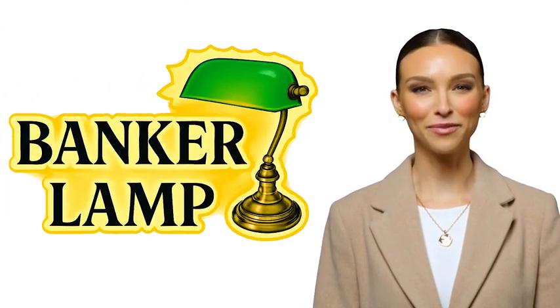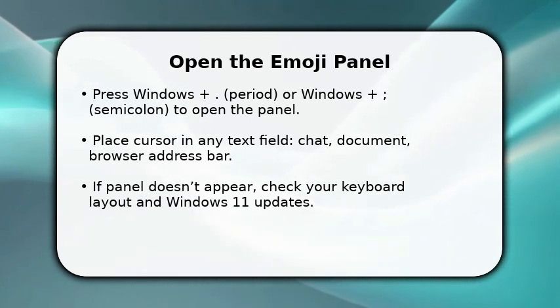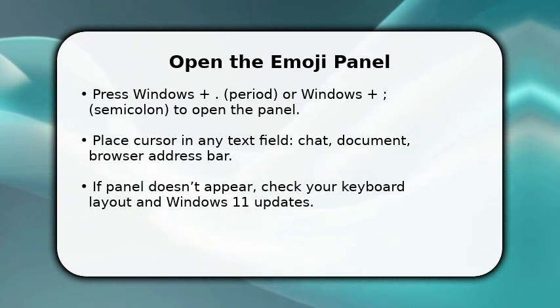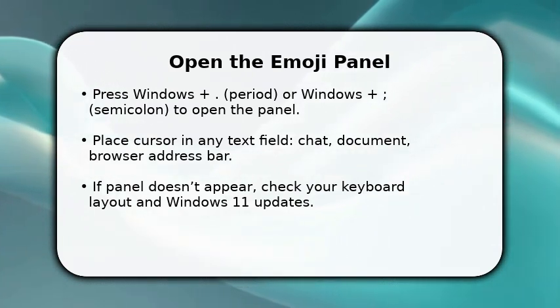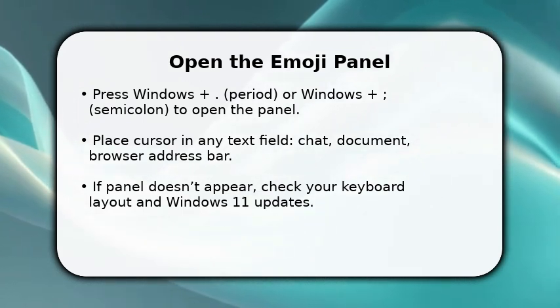Please enjoy the video. You start by opening the emoji panel immediately. Press Windows plus period or Windows plus semicolon while your cursor is in a text box. This launches the built-in picker, so you don't need extra apps. Once done, you'll see categories and search at the top.